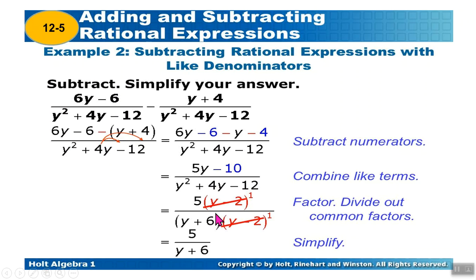So this is correct. As you can see, we have a common factor between the numerator and the denominator, which is (y minus 2). As we said, we can't cut the terms inside the parentheses, but we can cut the whole parentheses together. So cut here and there to get only 5 in the numerator and (y plus 6) in the denominator, and this is the simplest answer.